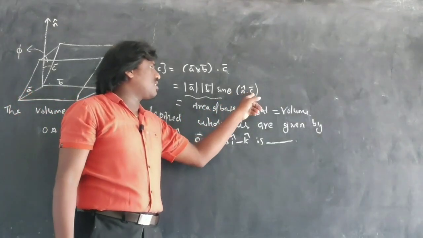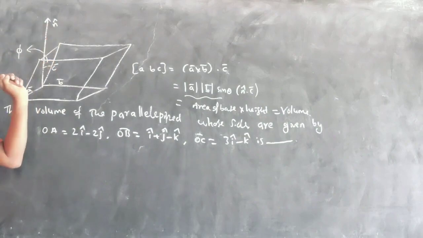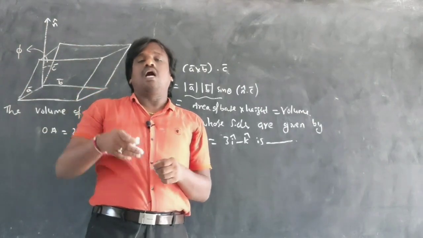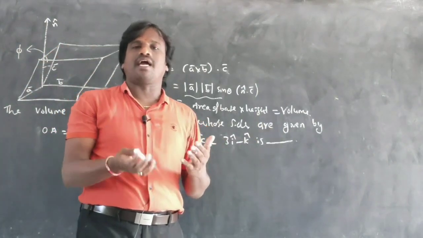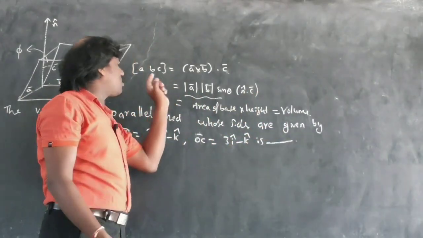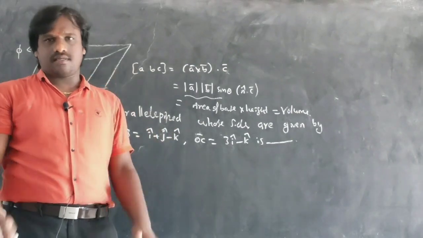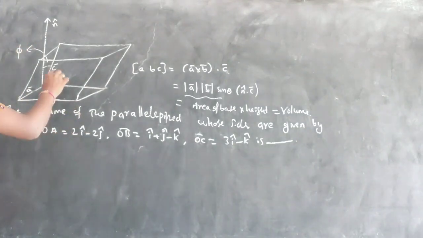and n dot C, this is the n vector, this is the C vector. n dot C is the height of the parallelepiped. So base area into height will give you volume. That is the reason we call box ABC the volume of a parallelepiped. That is what we call. Understood? Hope you understood.